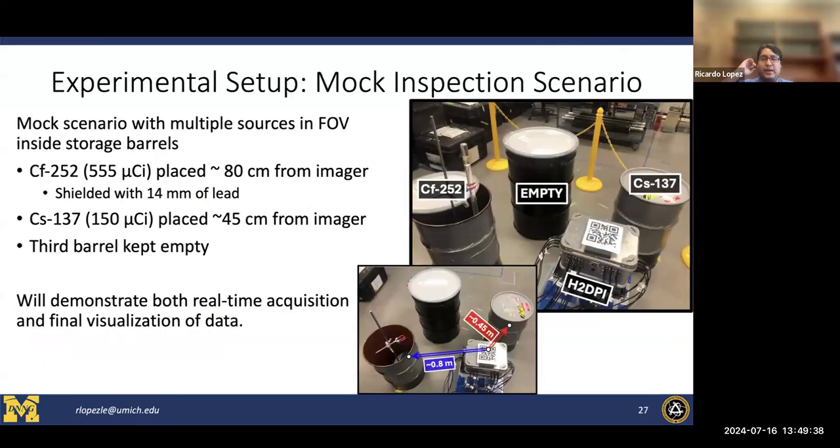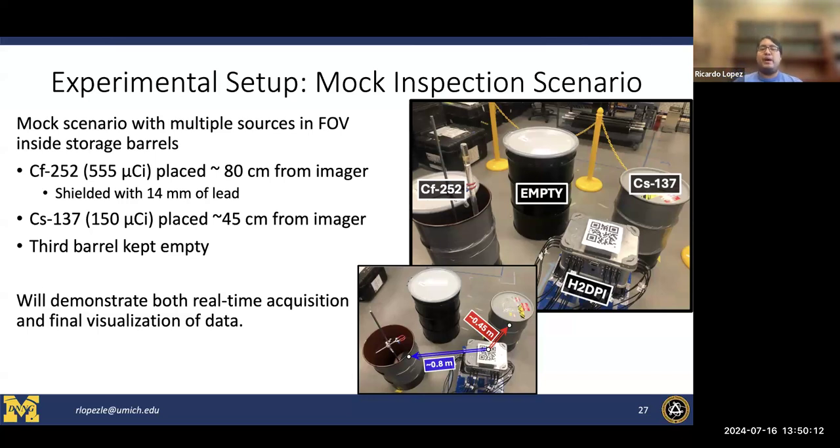But to demonstrate this HoloLens capability, I set up an experimental setup that's supposed to represent a mock inspection scenario. Say you are an inspector in a foreign country and you're at one of their nuclear facilities, and they bring out 3 barrels in front of you and tell you that they are declaring 3 neutron sources. It is your job as the inspector to verify their claims without opening the barrels and being too intrusive with their stuff.